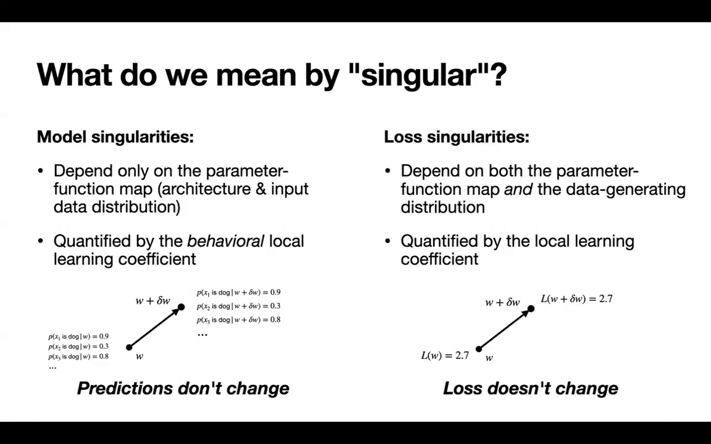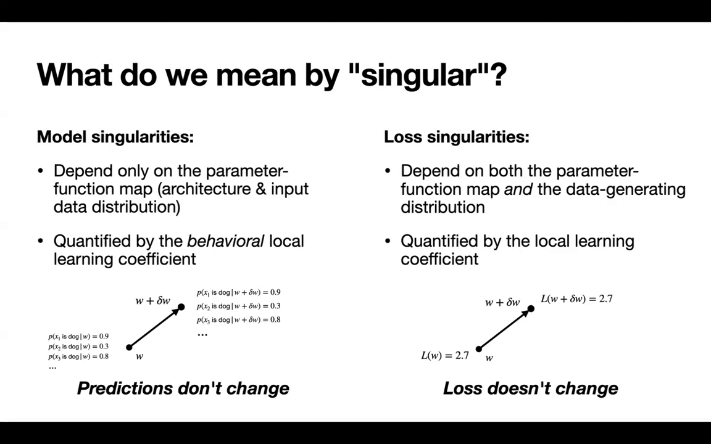I'll expand on this distinction. For model singularities, the predictions don't change across all of the data. You see this little diagram: the probabilities of x1, x2, x3, etc. all stay the same. What's interesting about these is that they only depend on the parameter-function map, and where in the parameter-function map you're looking, that is, what parameter. Whereas loss singularities also depend on the true data generating distribution.